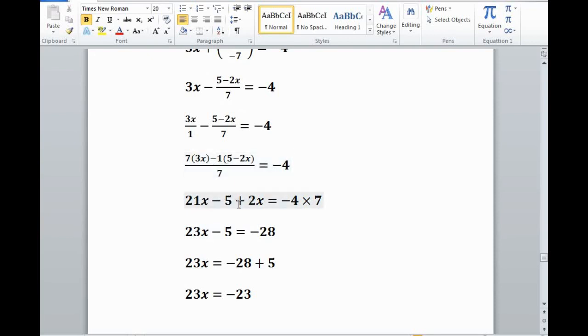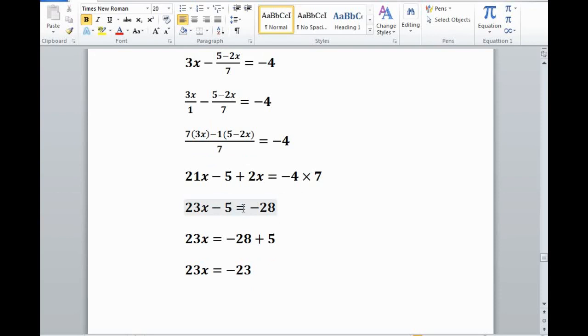is positive 2x. And let's take this 7 from left to the right side. So this equation becomes negative 4 multiplied by 7. On the left side we have two like terms, positive 2x and positive 21x, so their sum is 23x. And negative 5 equals on the right side.